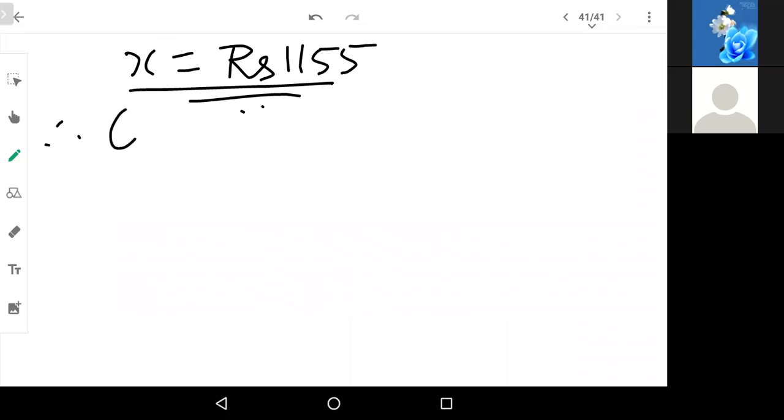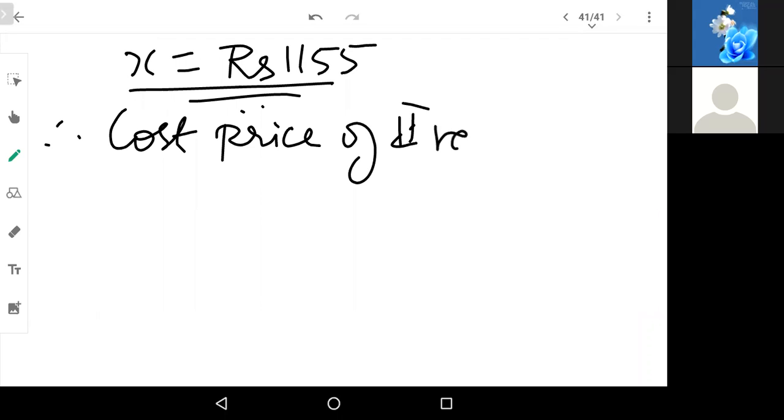So therefore the cost price of the second radio is rupees 1155. Everybody understood this? The cost price of the second radio is 1155.